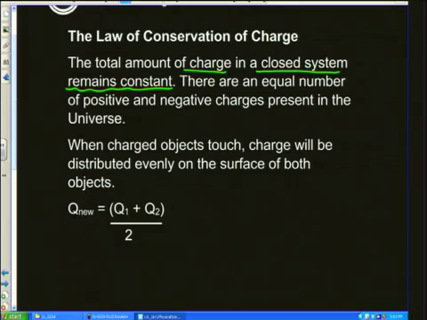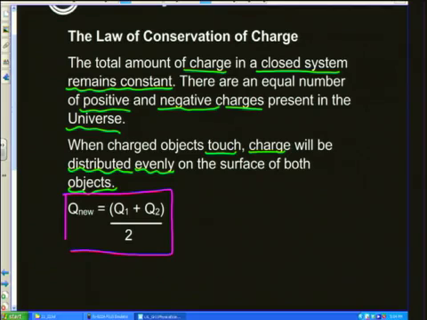Now, our closed system here is the whole universe. It remains constant. There are an equal number of positive and negative charges present in the universe. When charged objects touch each other, charge will be distributed, and this is very important, evenly and equally on the surface of both objects. And this equation here helps us to find the new charge on objects when they come to touch each other.